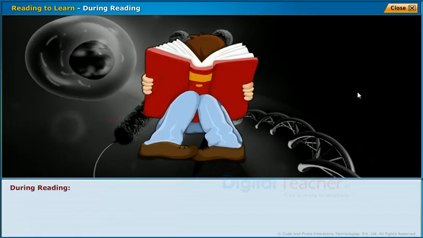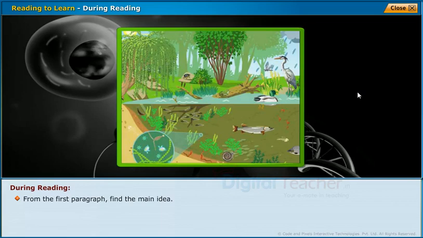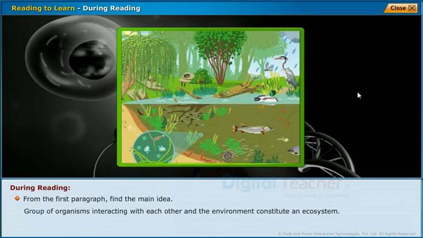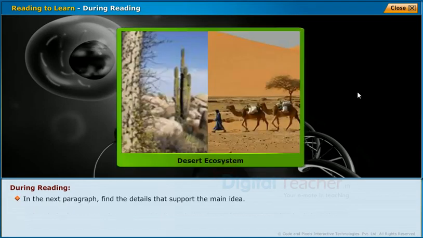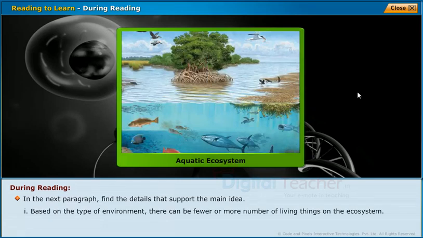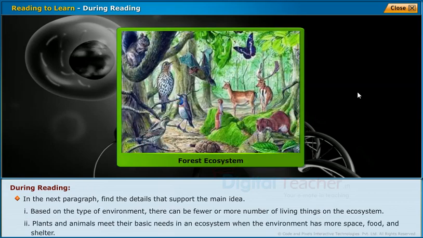During reading. From the first paragraph, find the main idea. A group of organisms interacting with each other and the environment constitute an ecosystem. In the next paragraph, find the details that support the main idea. Based on the type of environment, there can be fewer or more living things in the ecosystem. Plants and animals meet their basic needs in an ecosystem when the environment has more space, food, and shelter.